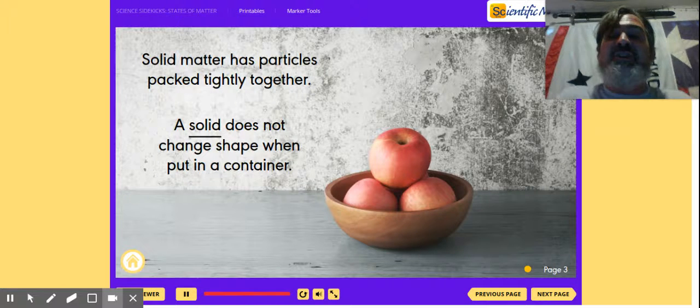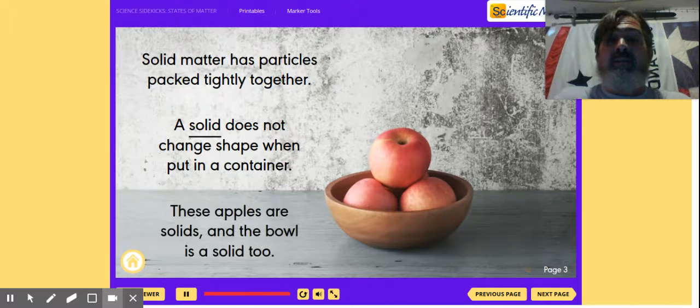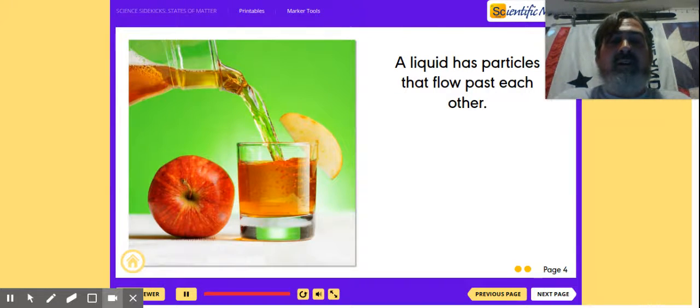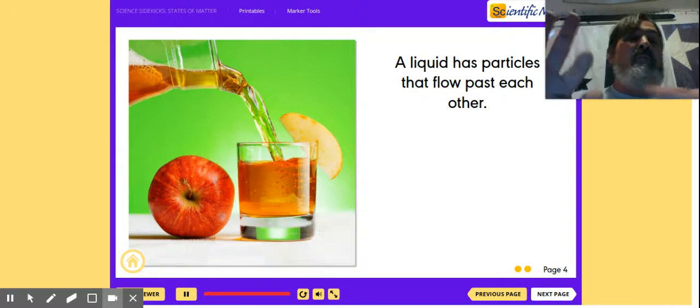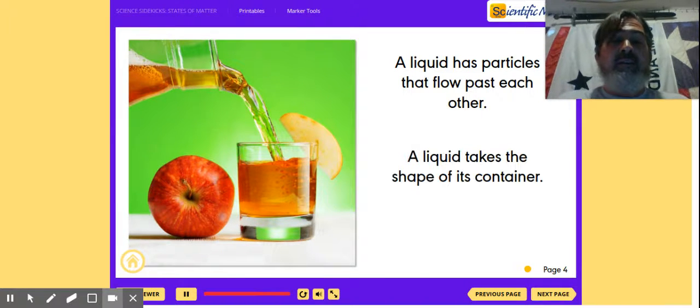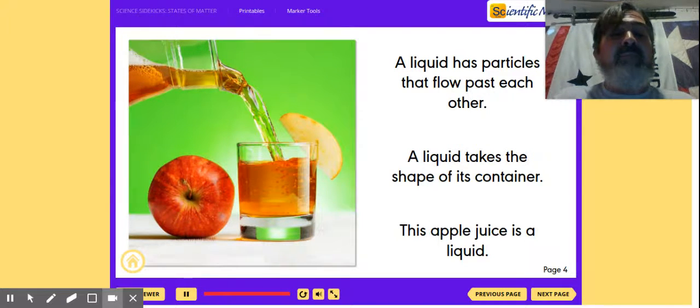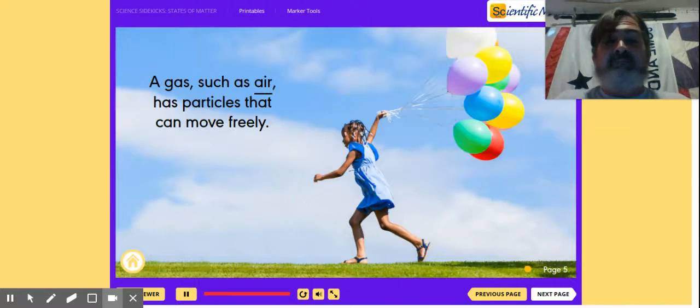Solid does not change shape when put in a container. These apples are solids and the bowl is solid too, so nothing's changing shape there. They're just sitting there. Now, a liquid has particles that flow past each other. The liquid takes the shape of its container. Okay, its shape changes, but its volume stays the same. How much of it there is stays the same. It doesn't change. The apple juice is a liquid.